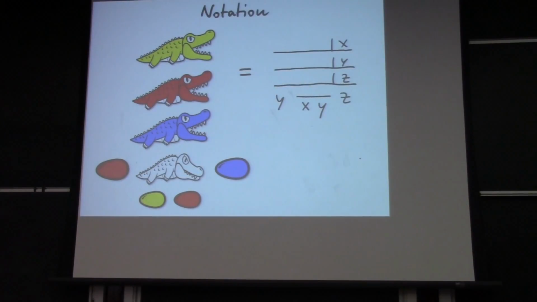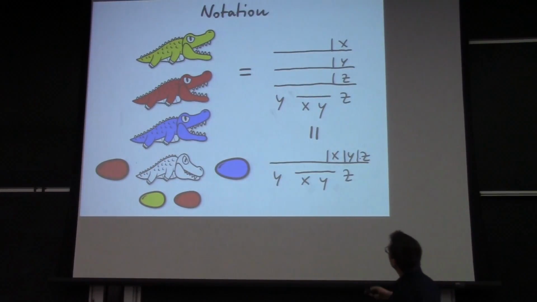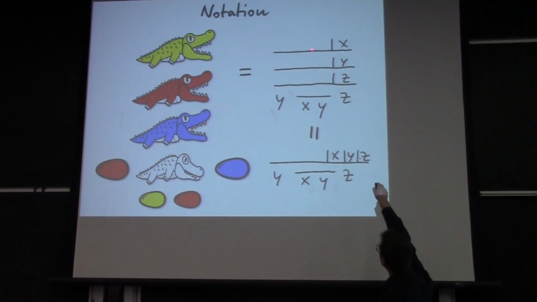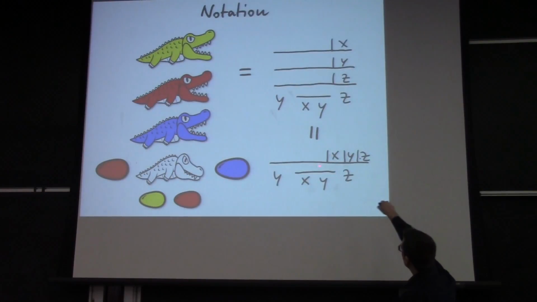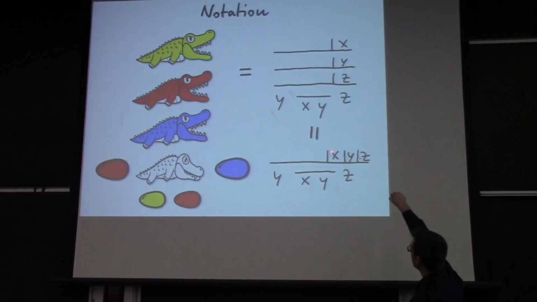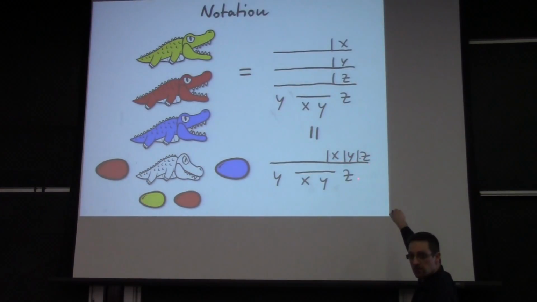Now making this still a little bit more compact. Whenever you have a bunch of these hungry alligators on top of each other, I'm putting them together on a single line, and then just putting the colors next to each other. So this represents 3 alligators on top of each other: one that has color X, another one that has color Y, and another one that has color Z.